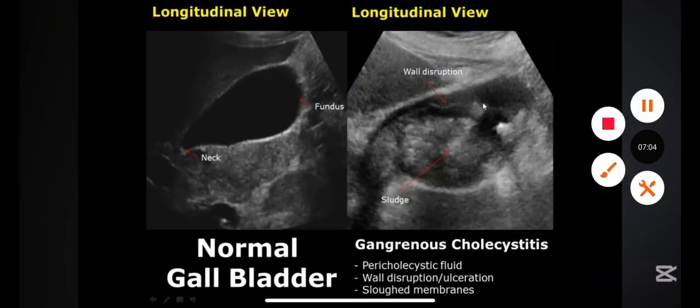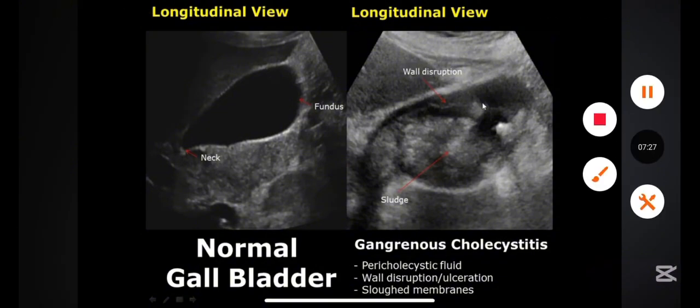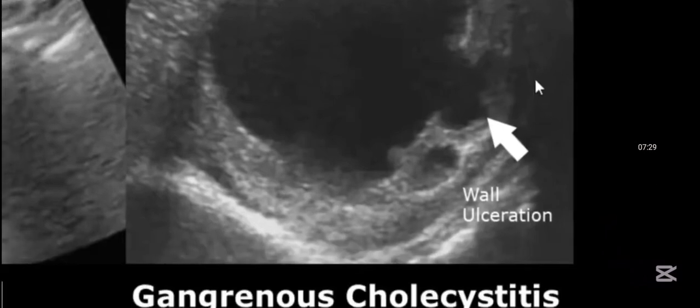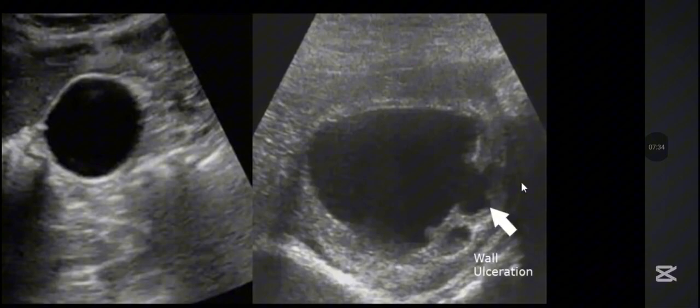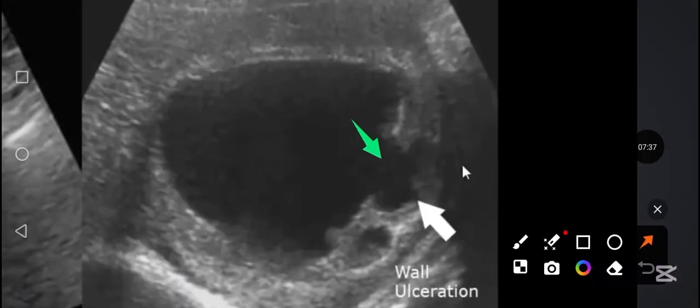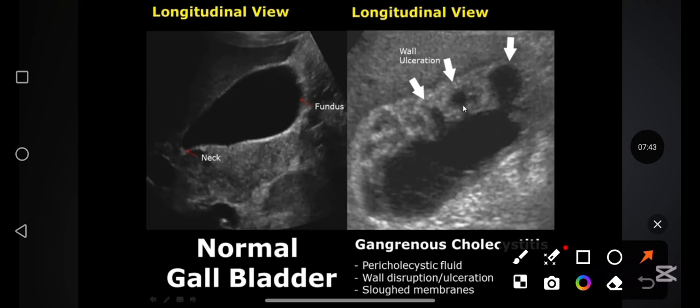The next one is gangrenous cholecystitis. Gangrenous cholecystitis is a severe case. In this case, the wall of the gallbladder will show disruptions. There may also be a presence of sludge membrane as well as wall ulcerations. In the transverse view of the gallbladder, you can see there are wall ulcerations. And here is the longitudinal view of gangrenous cholecystitis. There are 3 ulcerations present here.